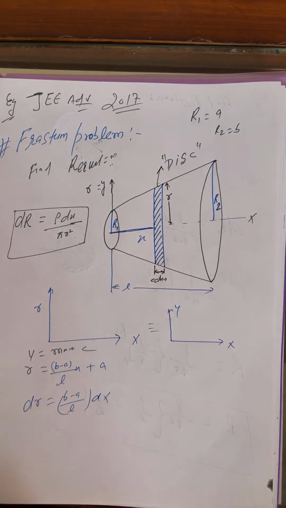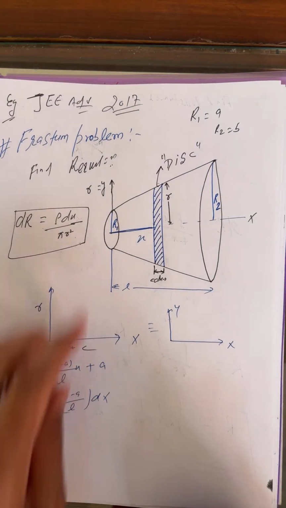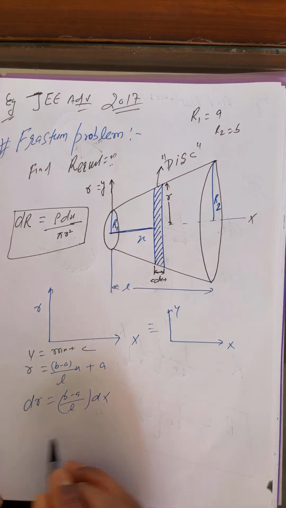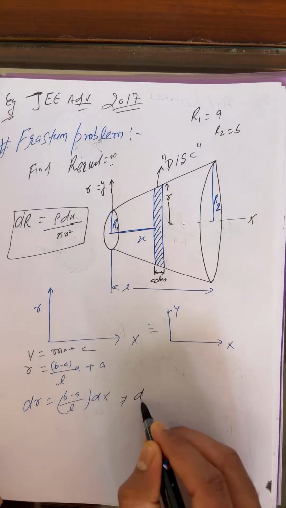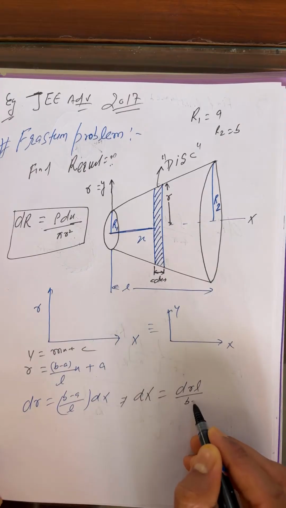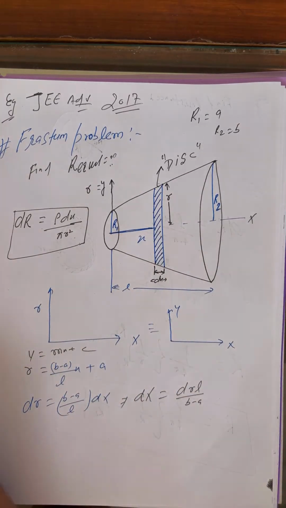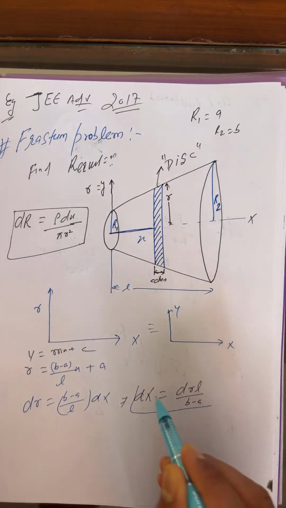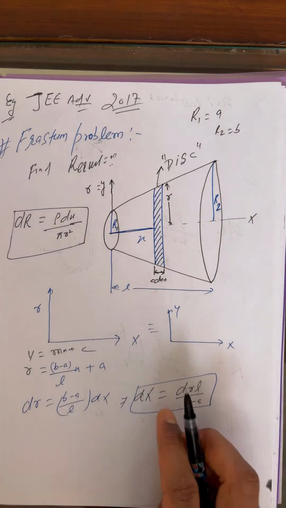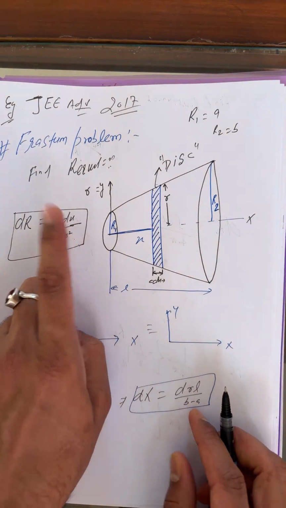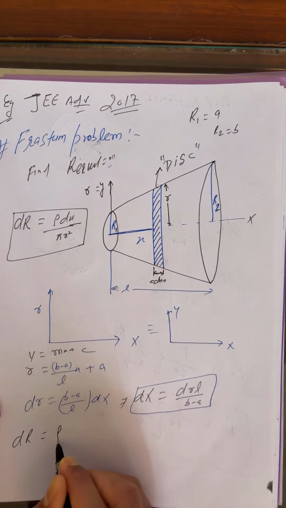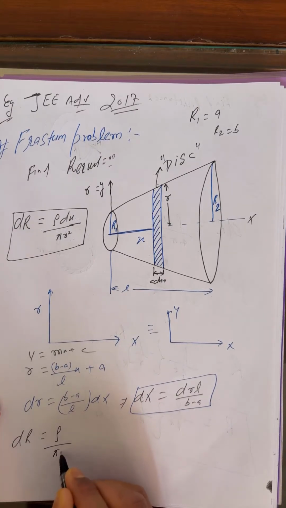Now this dx value we can put over there. So dx is equal to dr into L upon b minus a. This dx value I'll feed into this equation, dr equals rho dx upon pi r square.